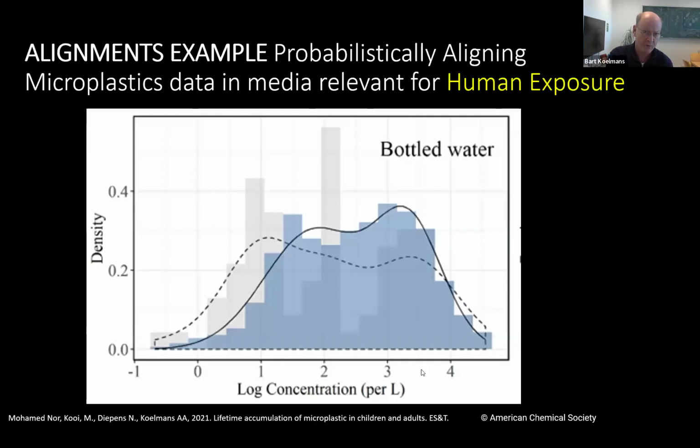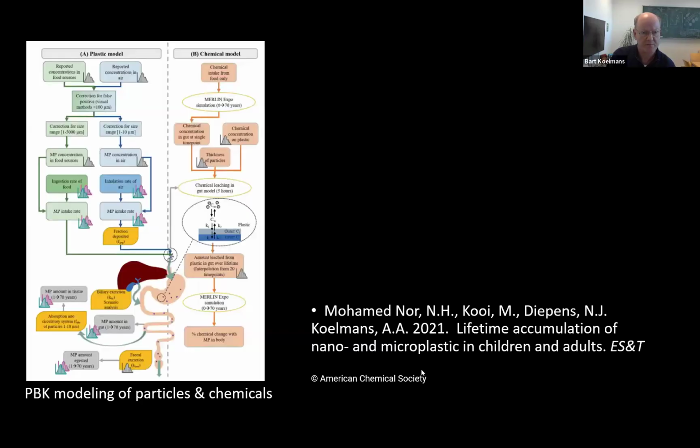Here's an example where this is done for concentrations of microplastic in bottled water. So it's a probability density plot. Concentrations are on the x-axis on the log scale. The original data, that's the gray bars. And so I think this is about 10 or 14 studies, 10, 14 bars, and then it's realigned with this mathematical calculation, and then you get the aligned data in blue here, so a bit higher, and then you can feed these data into exposure models to get a whole picture of what we are exposed to.